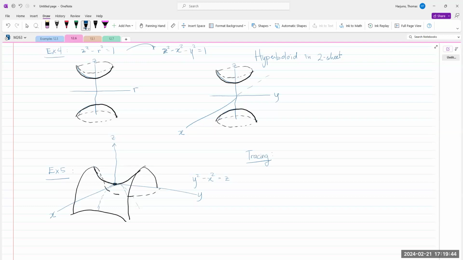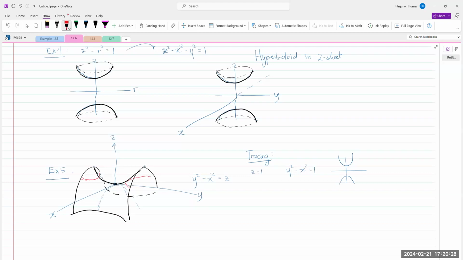What is tracing, Thomas? Tracing, basically you play with the z, which is the height of the function. Like when z equals 1, you get y squared minus x squared equals 1, whose graph looks like this. Now if I trace it here, when the height is 1, it looks like a hyperbola opening parallel to the y-axis. This one here.